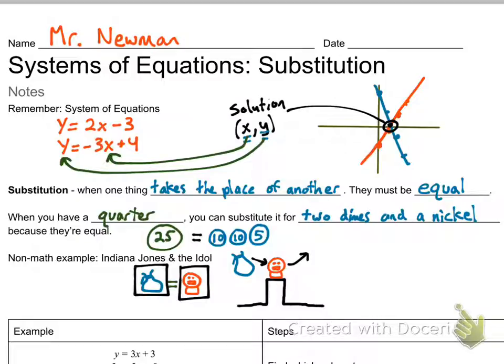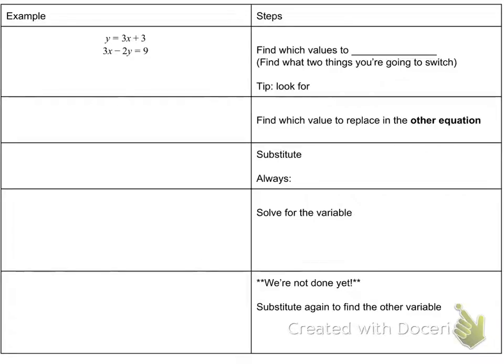Keeping those examples in mind, let's try this first problem. First of all, the first step is to find which values to substitute. In other words, what two things are you going to switch out for each other? What's going to be your idol and your bag of sand? One tip is to look for a variable that's by itself. So you see right here we've got y. Y right there is by itself. So I'm going to choose those two. That equation is going to be the things I'm going to substitute.